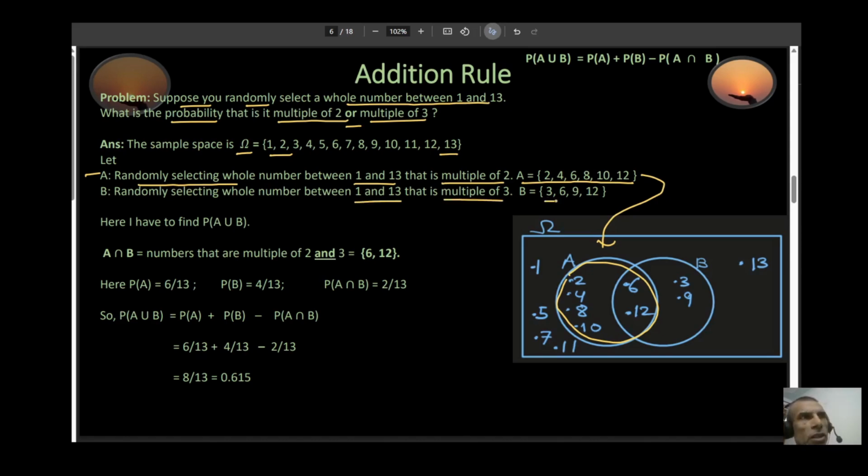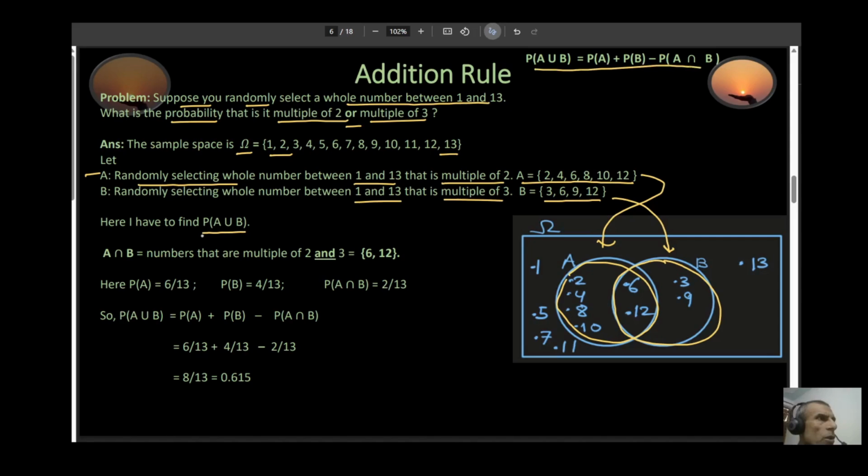So B would be 3, 6, 9, 12, and I'm representing my B through this Venn diagram right here. So these are my elements in B. Now, here I have to find probability of A union B, and we know the formula for that. The formula is given by this expression right here.